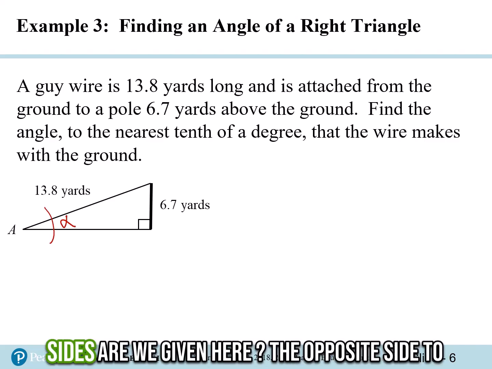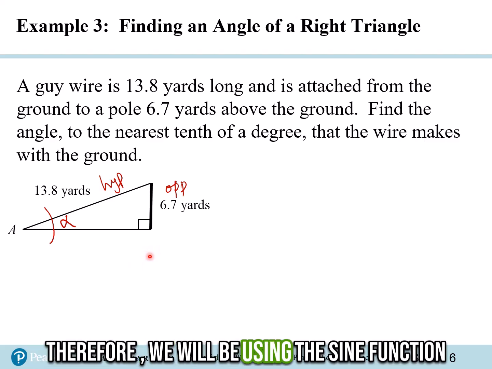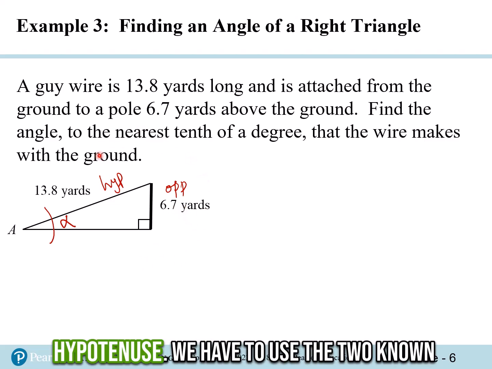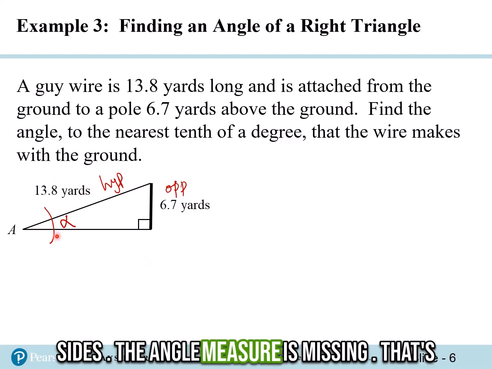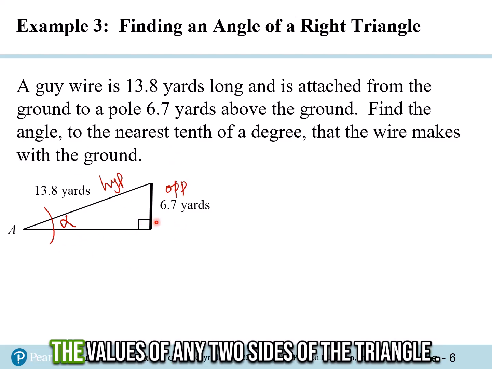Again, which two sides are we given here? The opposite side to angle A and the hypotenuse of the triangle. Therefore, we will be using the sine function because the sine function is opposite over hypotenuse. We have to use the two known sides. The angle measure is missing. That's what we need to find. So we better be given the values of any two sides of the triangle.